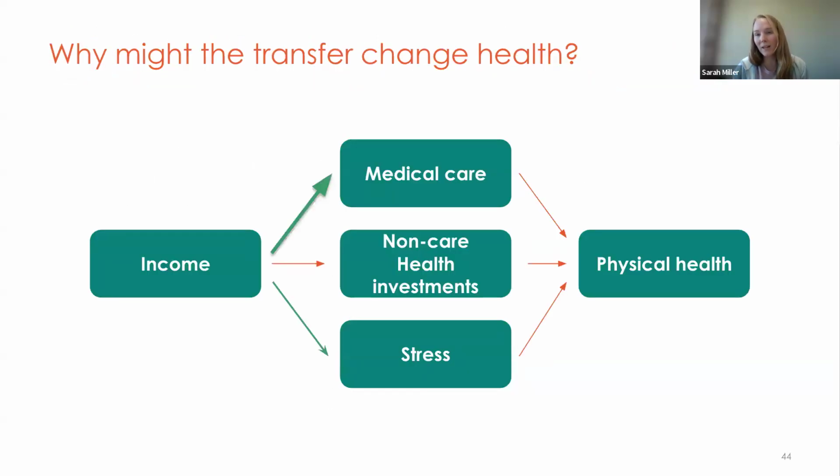So our takeaway then, going back to this initial model that we had, we don't find any evidence for the second set of arrows. So at least over the 3-year period that we study, the 3 years that the transfer occurred, we don't find any improvements in physical health. But we do find that income changes some of the intermediate steps that we might be looking for. In particular, providing people more income does appear to increase their use of medical care. And we find some evidence that it affects their stress, decreases their stress. It's just that this effect appears to be relatively short-lived. We don't find evidence for the middle arrow, which is that it changes their sort of non-healthcare health investments.